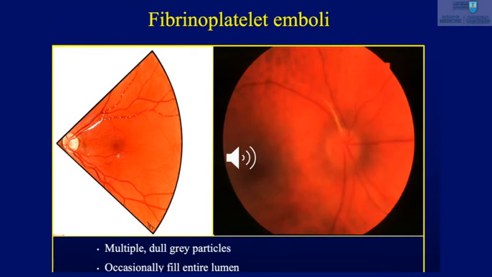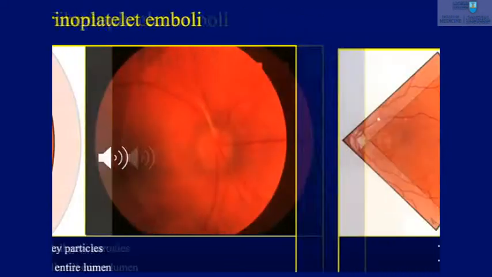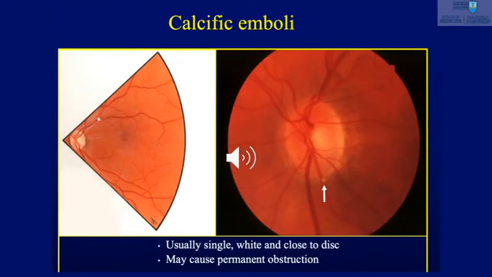The fibrinoplatelet emboli occur in the form of multiple dull gray particles, occasionally fill the entire lumen, may cause amaurosis fugax, and occasionally permanent obstruction. The calcific emboli are usually single, white, close to the disc, and may cause permanent obstruction.